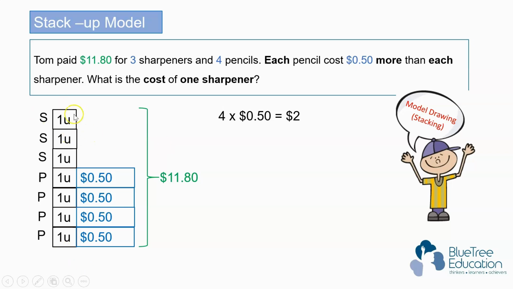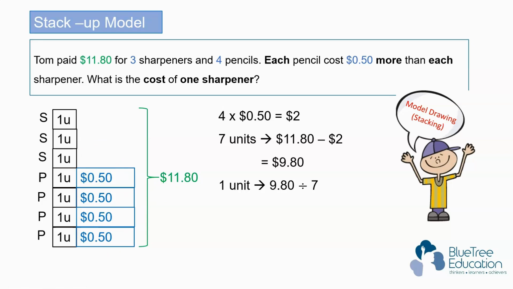So let's find out how much 7 units is now. 7 units will be the total, $11.80, minus away this $2. You get $9.80. Let's find out the cost of 1 unit. You divide it by 7. You get $1.40.